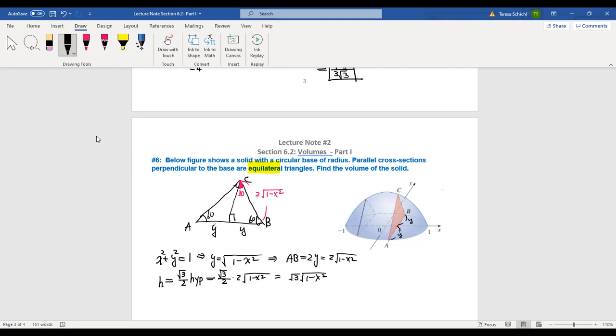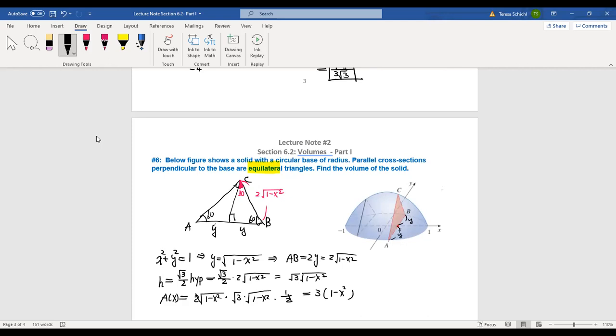Right? So good. Okay. So now I have the height, I have the base. Now I can find my area. My area will be the base. So the base is 2 times the square root of 1 minus x squared, times the height, the square root of 3 times the square root of 1 minus x squared, times 1/2. Okay, good. So this one cancels. So my area is the square root of 3 times (1 minus x squared).